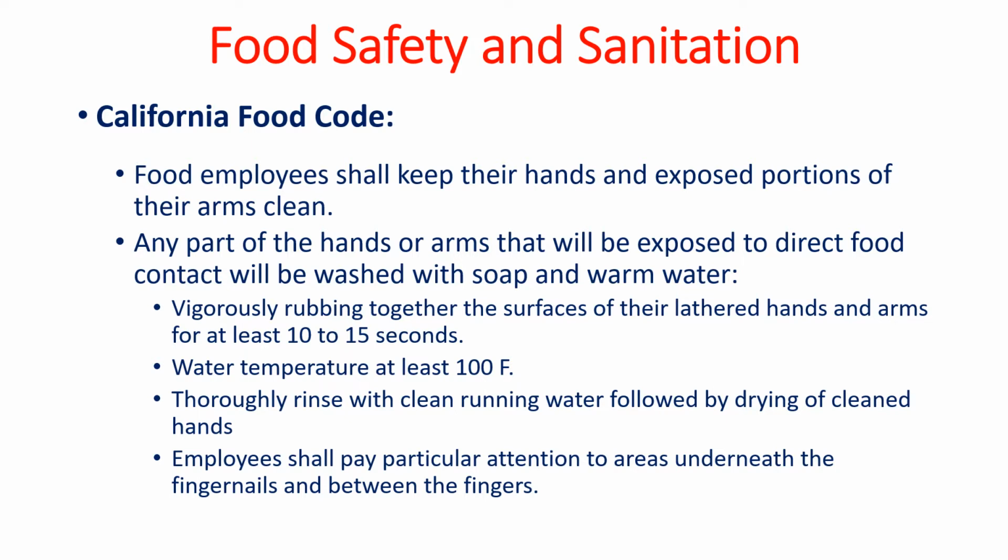Food employees shall keep their hands and exposed portions of their arms clean. Any part of the hands or arms that will be exposed to direct food contact will be washed with soap and warm water, vigorously rubbing the surfaces of their lathered hands and arms together for at least 10 to 15 seconds with a water temperature of at least 100 degrees. 100 degrees is pretty lukewarm. You don't need to be scalding or steaming water to have an effective hand wash. Just use the warmest water that you can handle, and that'll be fine.